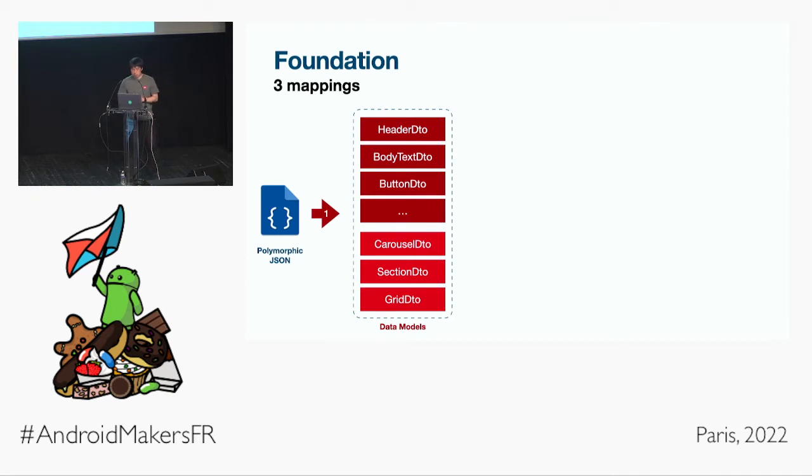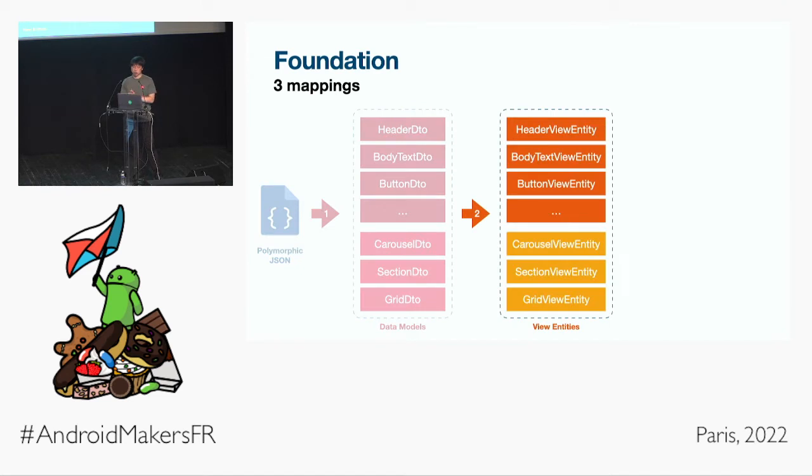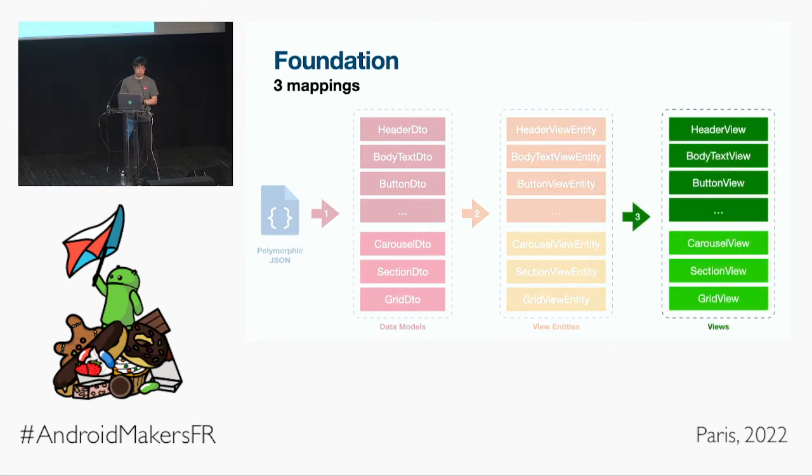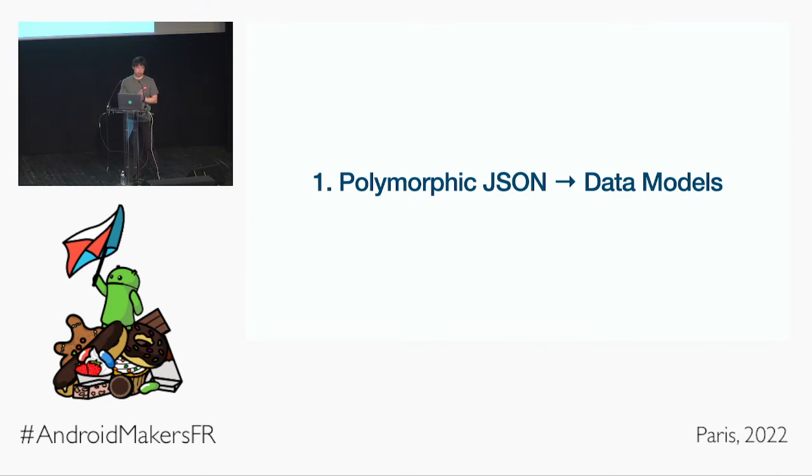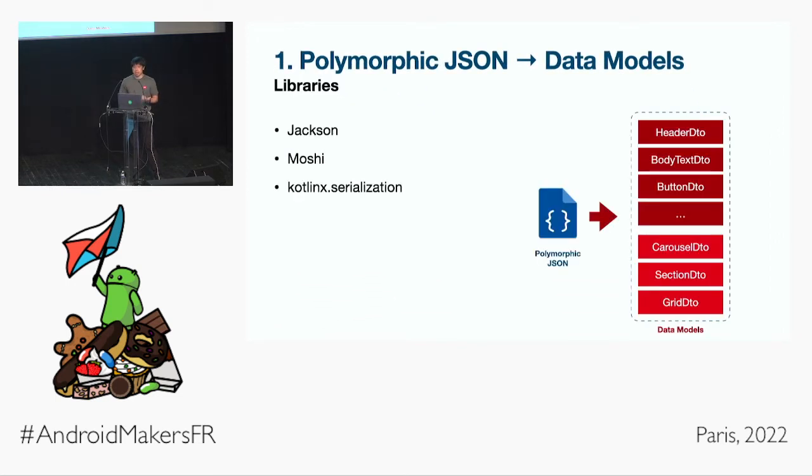So now I will explain the mappings that we have. We have three mappings. The first mapping is polymorphic JSON to data model. Then data model to view entity, and view entity to view. So let's start from polymorphic JSON to data model. How can we do this? We have three libraries to decide which one we can use: JSON, Moshi, and Kotlin serialization.